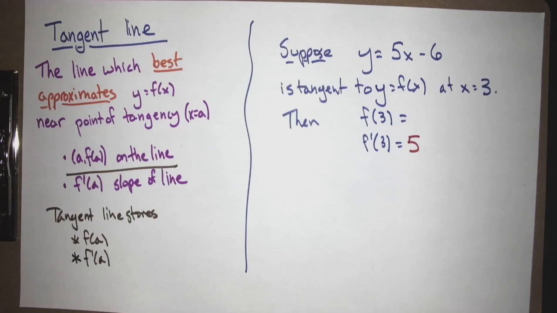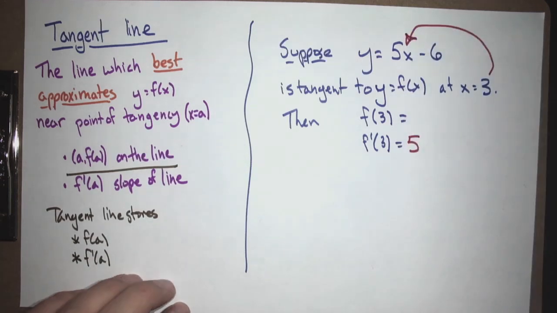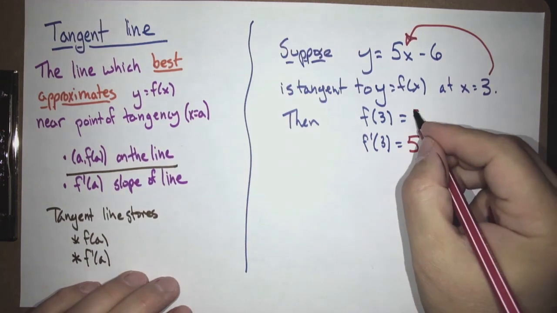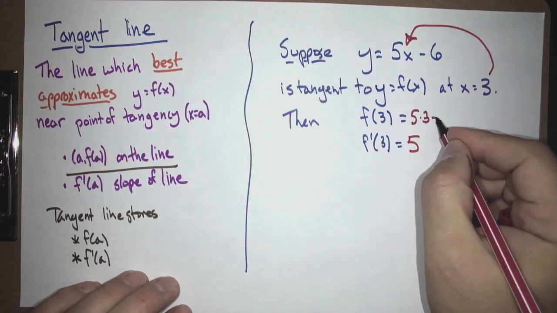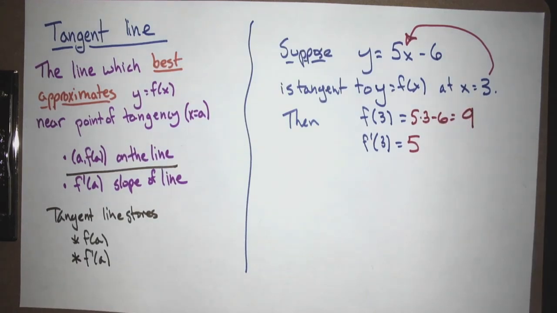Okay, what's the value of the function at 3? 9. Where does 9 come from? Yeah, you just plug in 3. Whatever the tangent line does at 3, the function does at 3 in terms of the value of the function. So you say, okay, 5 times 3 minus 6, that's 15 minus 6, which is 9. All right, so the tangent line stores information.